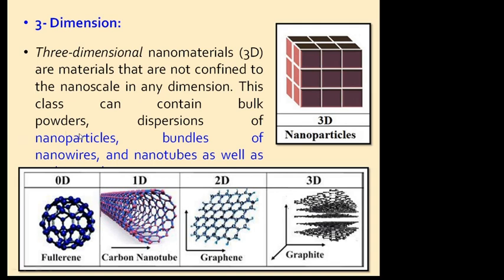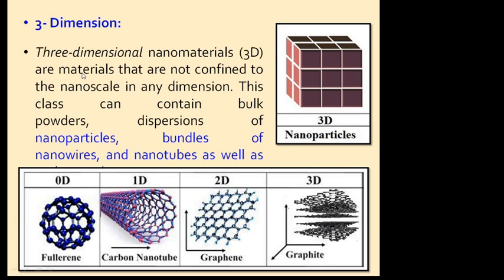So that would be the dispersion of nanoparticles. Bundles of nanowires, अगर एक दो वायर अलग अलग है then you can definitely put it into this one in a one dimensional. But let us say you have something like a rope type structures, a bundle of nano wires, then that would become in the three dimension.